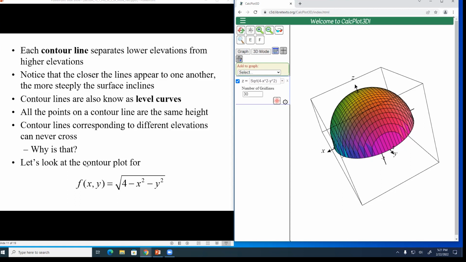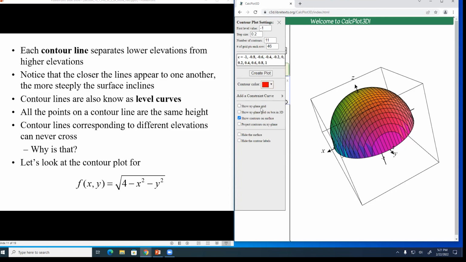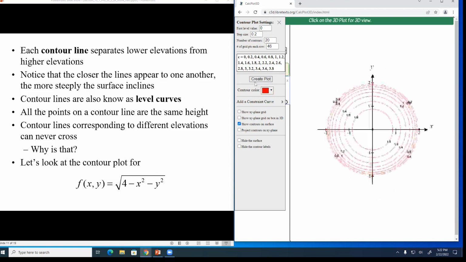Okay, now one of the very cool things about CalcPlot 3D, it will do contour plots for us. So this button right here will create a contour plot. We don't need a level at -1. Like we said, we can't get any negative Z values. We'll do a step size of 0.2. Let's do 20 level curves. There's a whole bunch of other cool stuff you can do on here if you guys want to play around with it. And create plot. There is our contour plot.